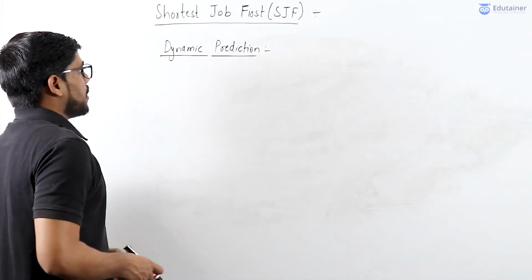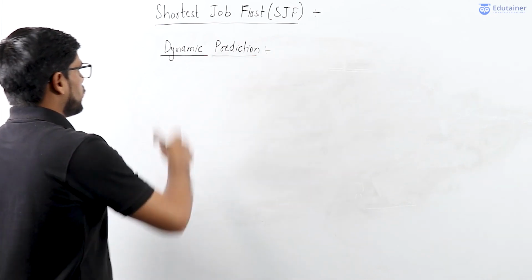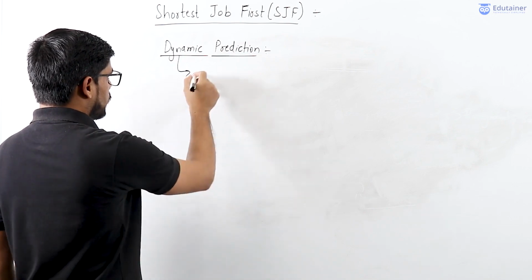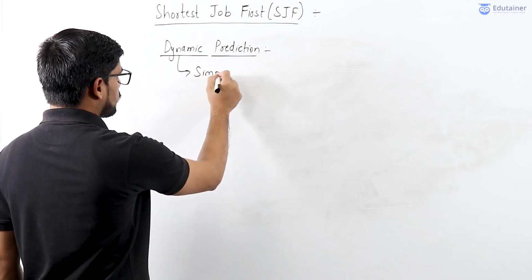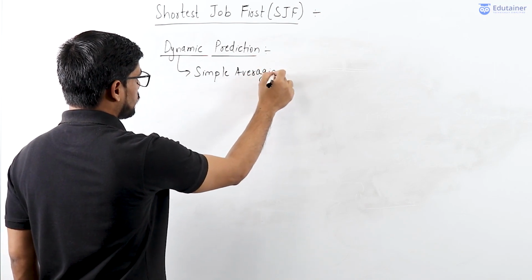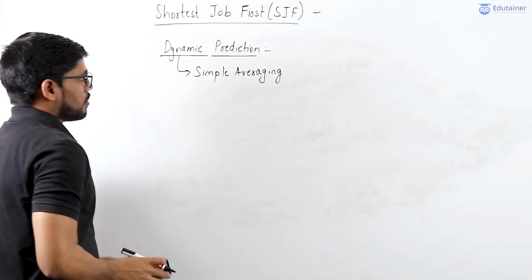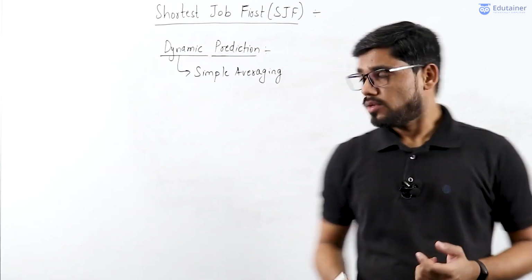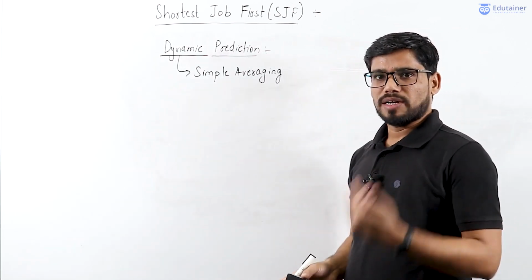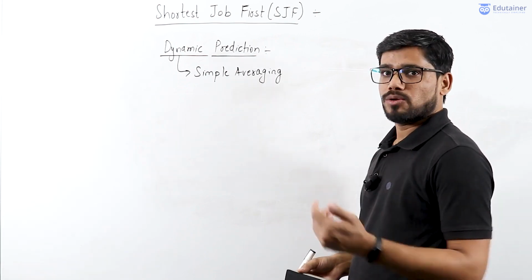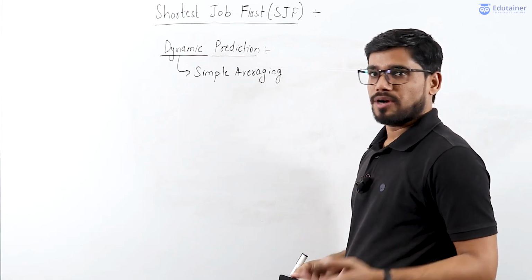Let's see the dynamic prediction technique. In the dynamic prediction technique, we also have two categories. One is simple averaging. In dynamic prediction technique, we use some formulas to predict the burst time of a process, and it is better compared to the static prediction technique.